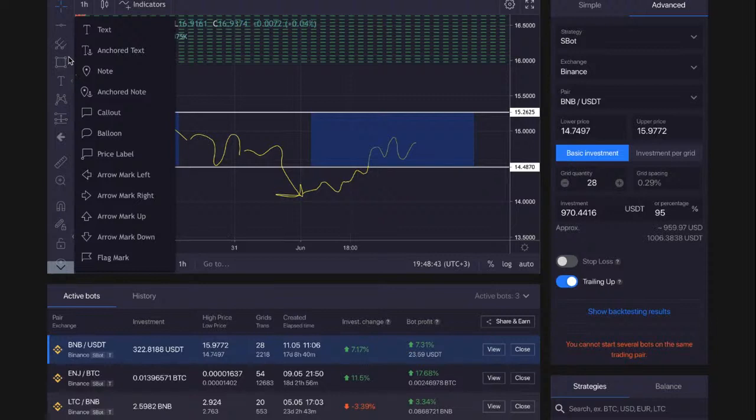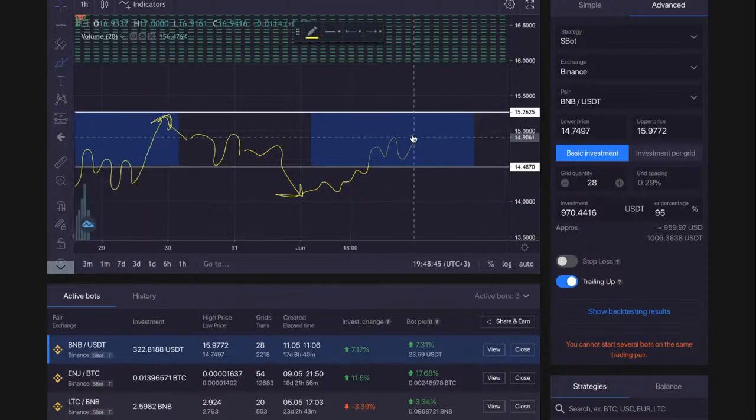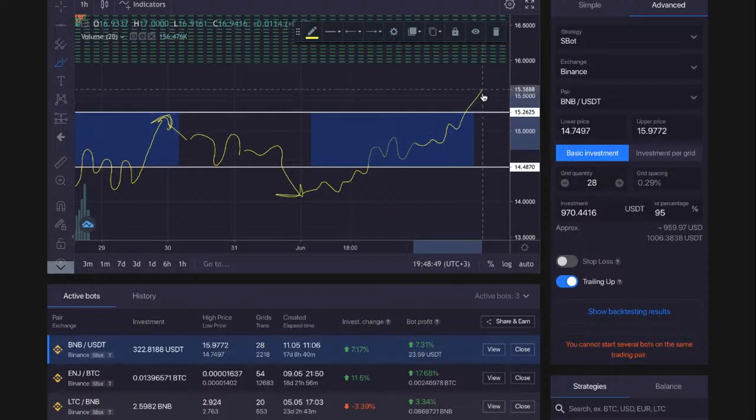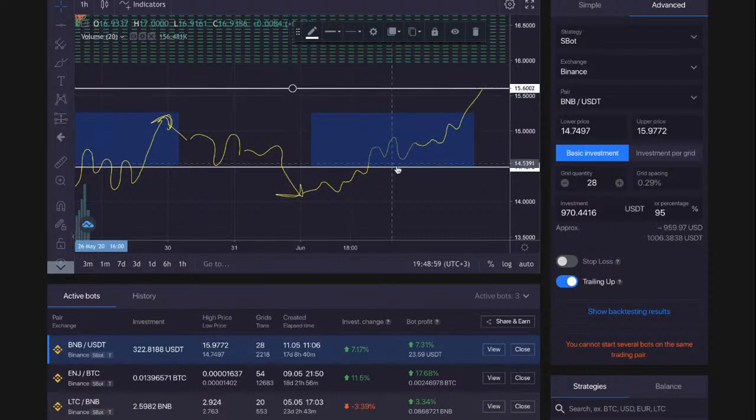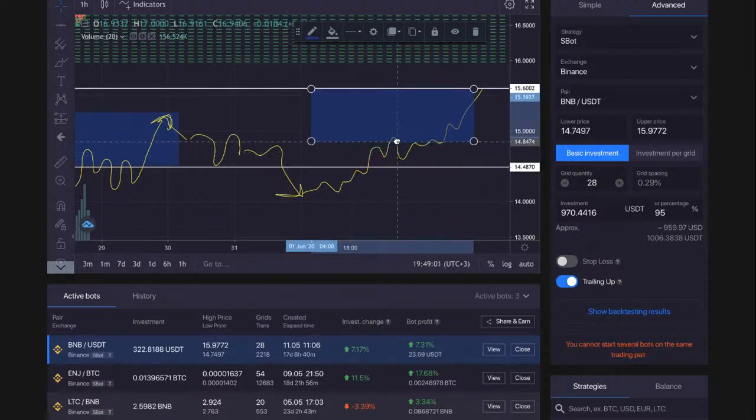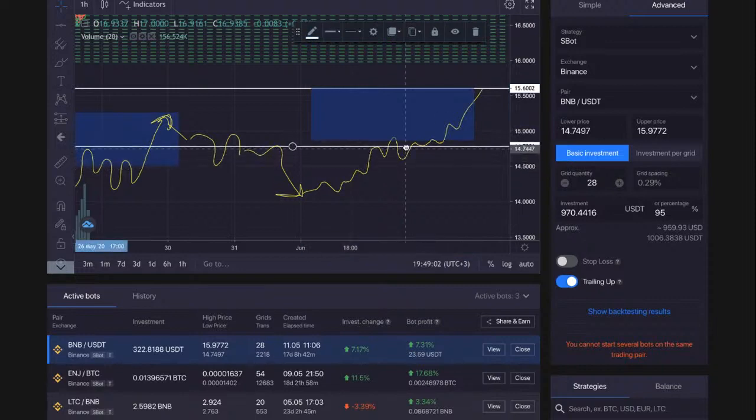And from here, if the price then breaks the upper limit price and now establishes a new higher high, our trading range will be adjusted accordingly. So once again it will follow the price appreciation.